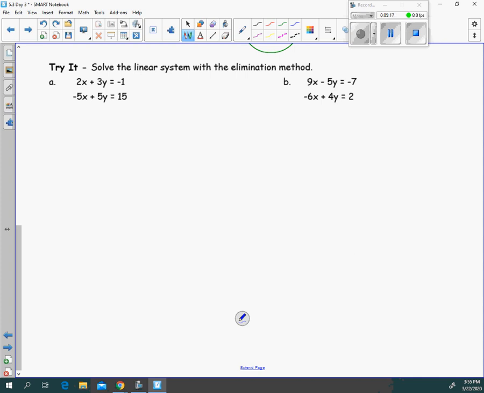Do you want to do letter A? I'm glad you picked that. That's a good one. Okay? Our goal on the elimination, to make opposites. Okay? So I'm looking at the x's. What would opposites be on those ones?